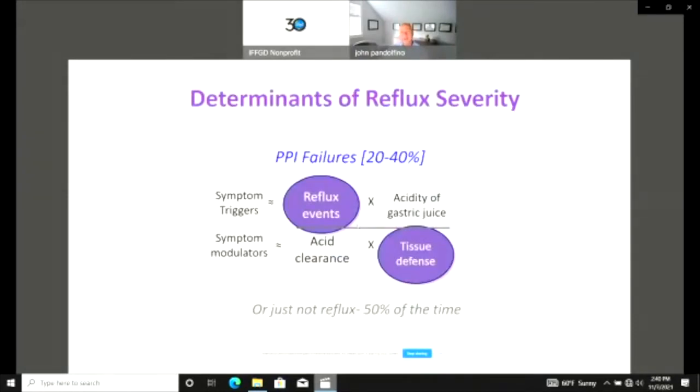The other reason why people may fail PPIs is that they actually don't have reflux. It's really important for us to think about this because many people come in with heartburn or chest pain, and they actually have a completely different disease state. So in the back of our mind, when people are not getting better on good, effective PPI therapy, we have to think that maybe we're barking up the wrong tree.